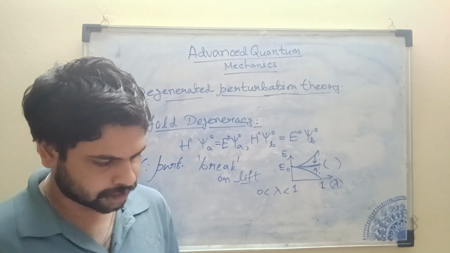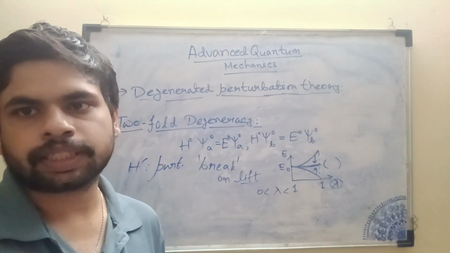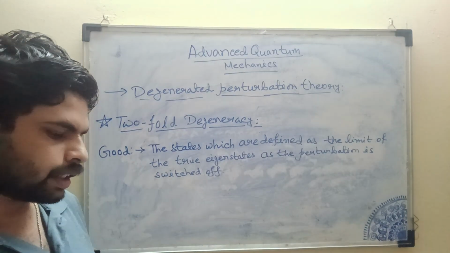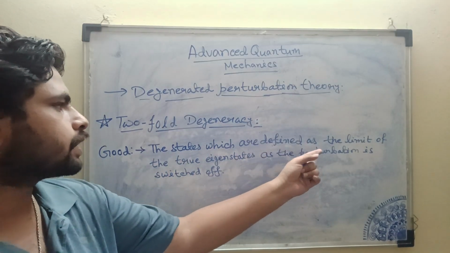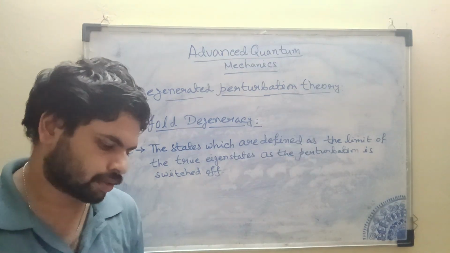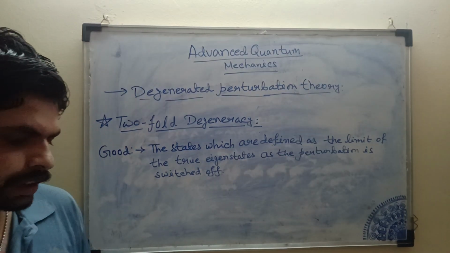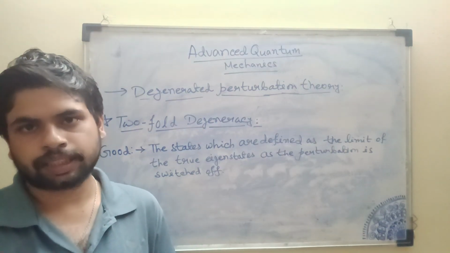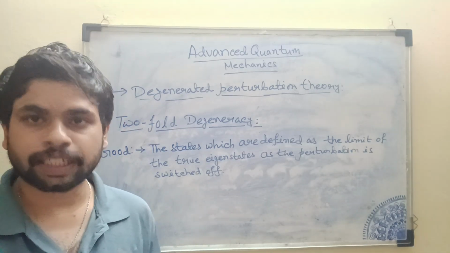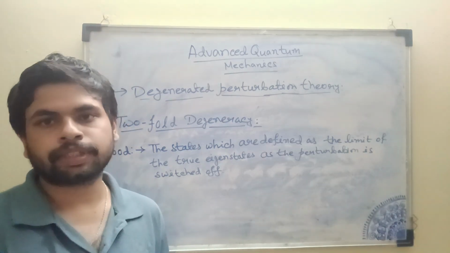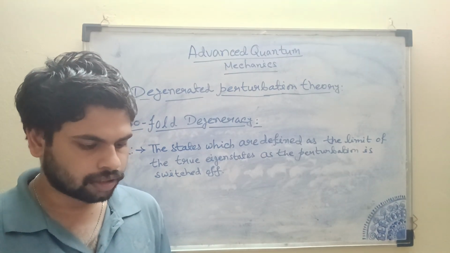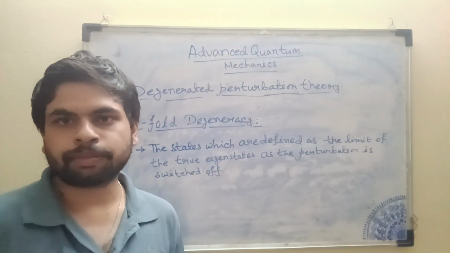What is called the good linear combination? Let's see. The definition of good linear combination is that the states which are defined as the limit of the true eigenstates as the perturbation is switched off. So we can get the true values of the eigenstates when there is not a single perturbation there. So that is the good quantum state, good linear combination of eigenstates, and I will discuss that in my next video. So let's try an example to get a good linear combination.